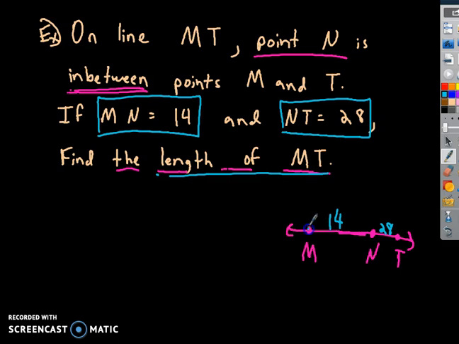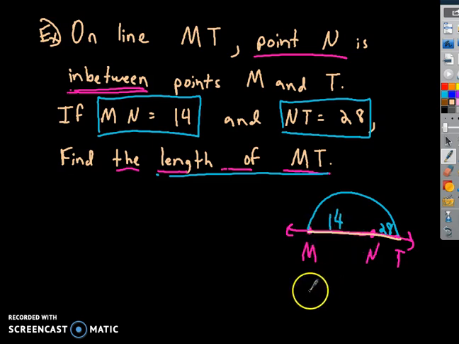So you want to find the length from M to T, from here to here. So if I want to find out what that length is, let's think about it. How could you find out the length from M to T, straight across? Well, it looks like it's on a straight line. So because of that, we can just add the lengths up.